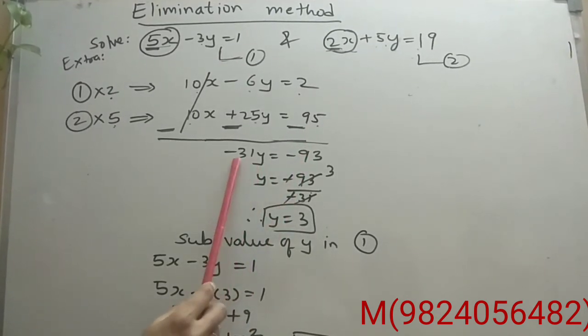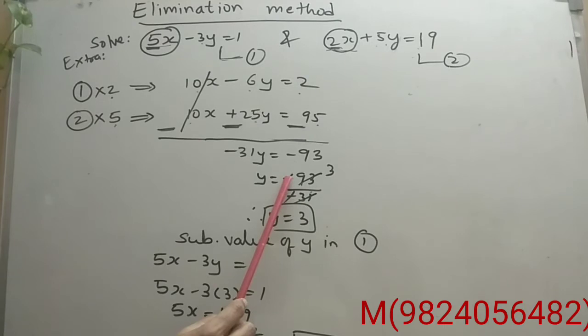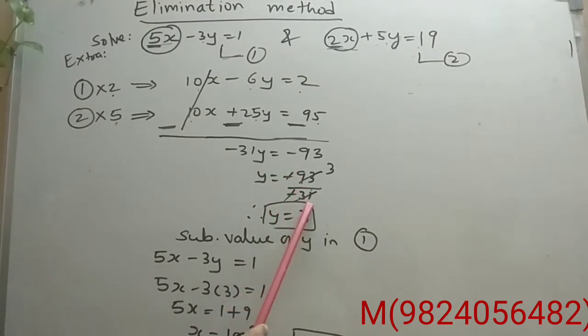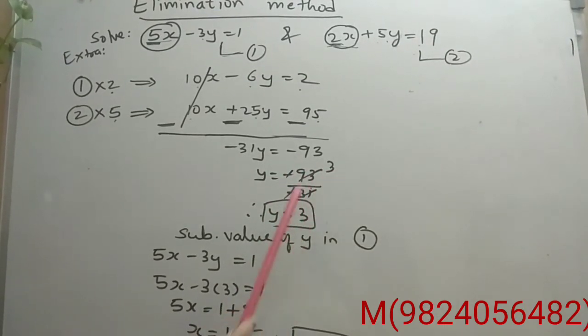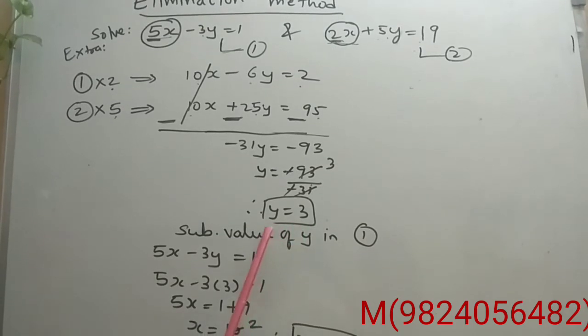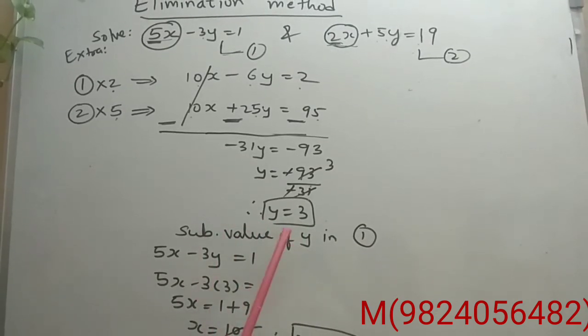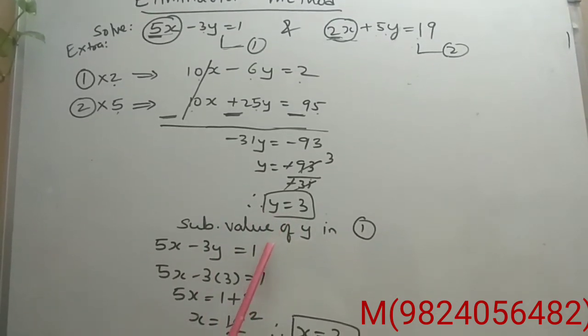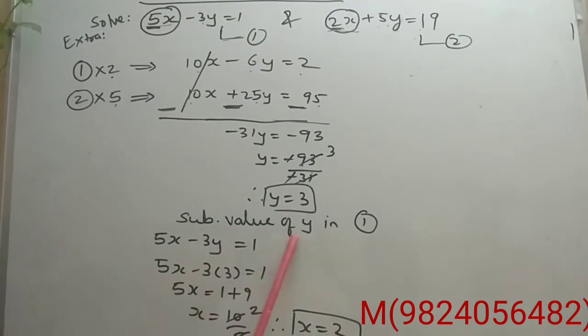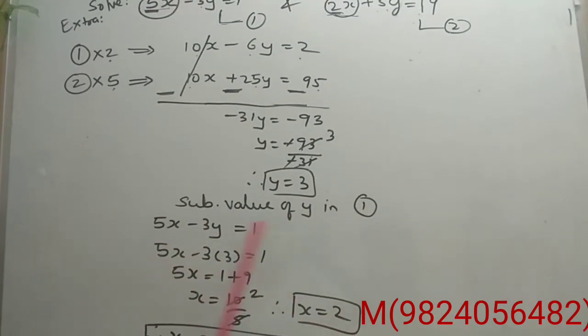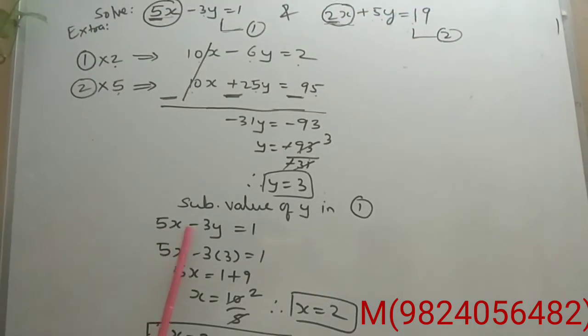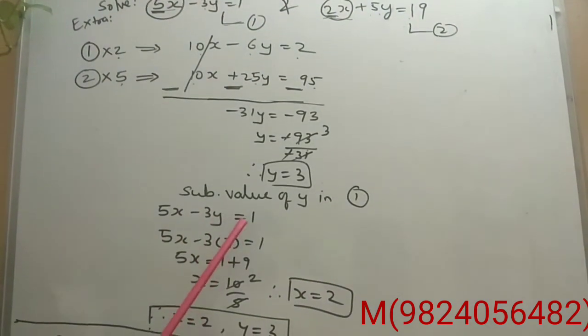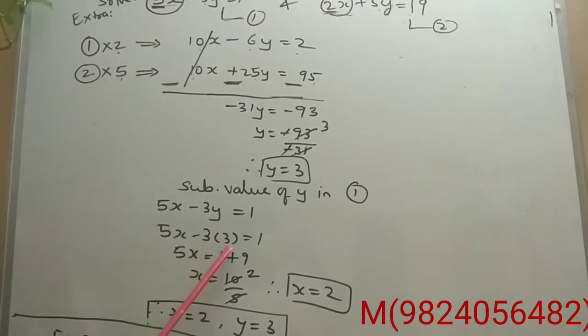So the value of y, this goes on the denominator. Minus sign cancels with the minus. And 31 3s are 93. So the value of y is 3. In elimination method, you can substitute in either of the equations, either in 1 or in 2. Here we are substituting the value of y in 1. So equation number 1 was 5x minus 3y is equal to 1. So instead of y, we will substitute 3.